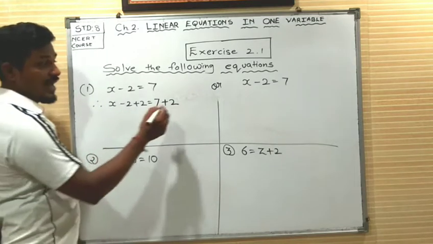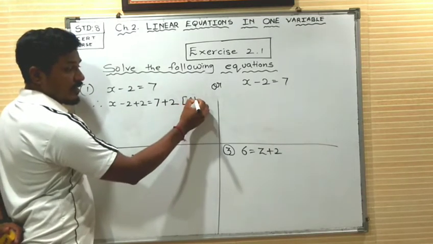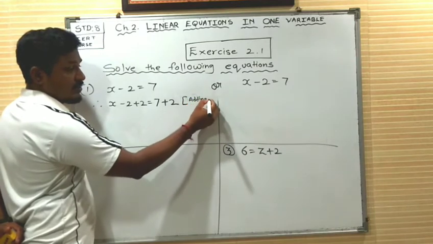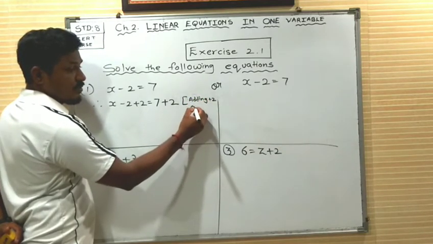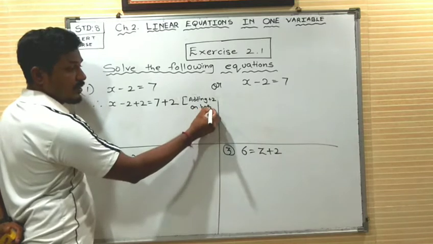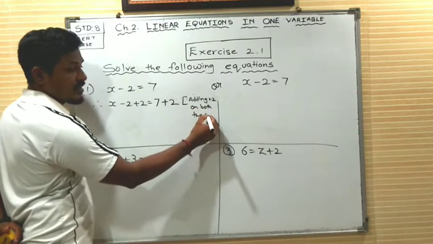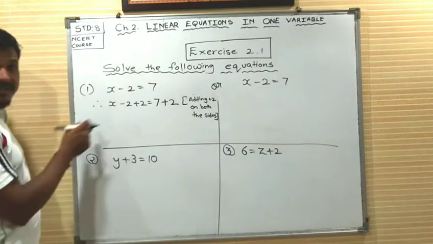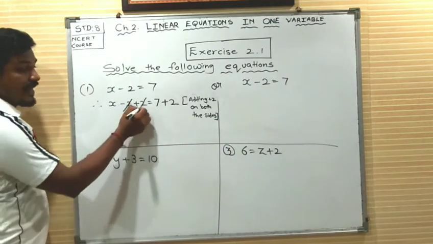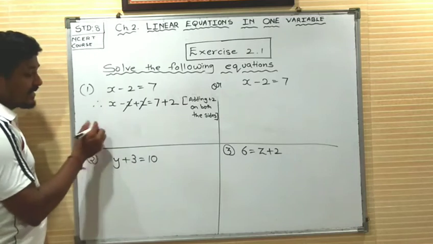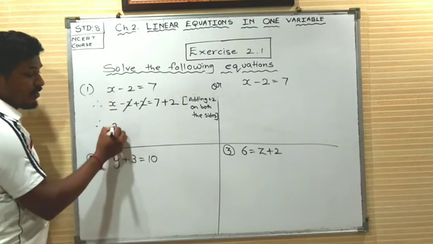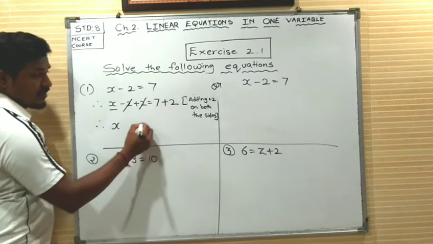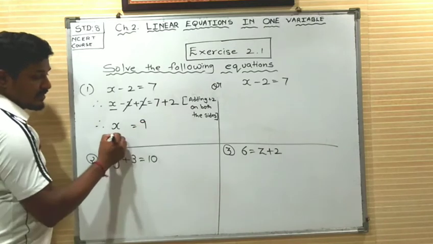So what to write over here? Adding positive 2 on both the sides. By doing such, positive 2 and negative 2 will get cancelled. That means the value of x you will get 7 plus 2, that is 9.